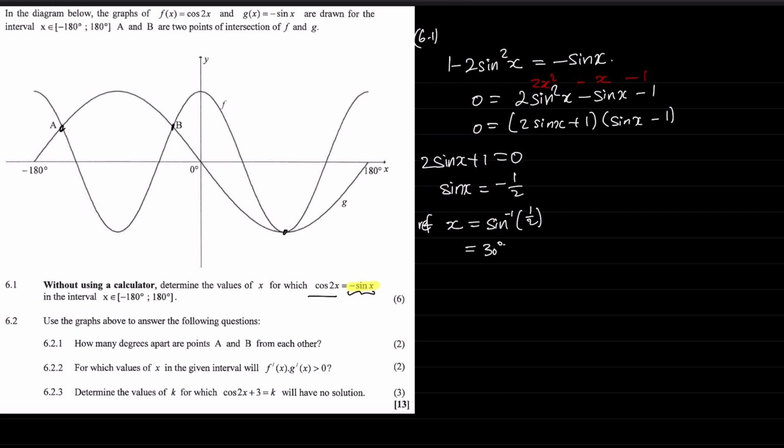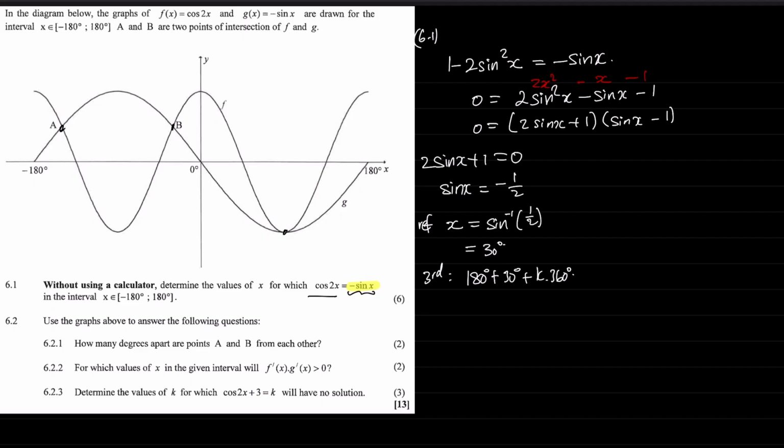Now we know that sine is negative in two quadrants. It's negative in the third quadrant and the fourth quadrant. So let's do the third quadrant. Third quadrant is 180 plus 30 plus k times 360.